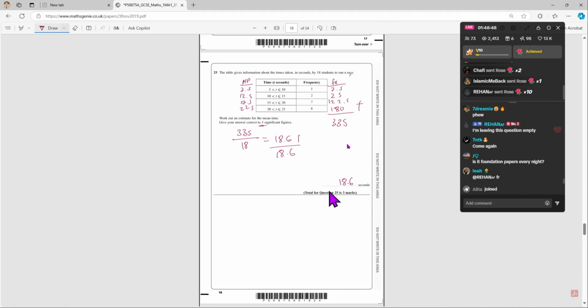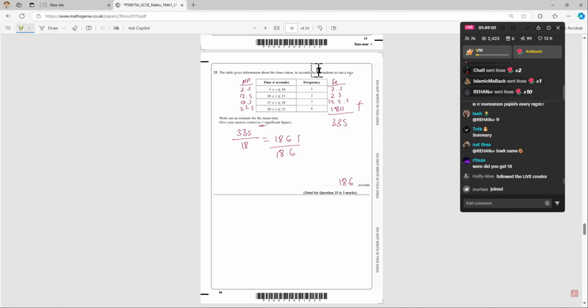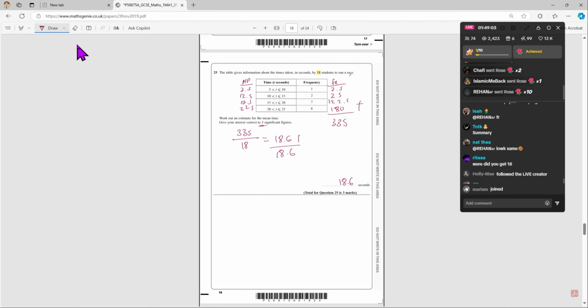Is there foundation papers every night? It's not every day. I do higher and foundation, so tomorrow I'll be doing higher. Where do you get 18? Because we have 18 students.